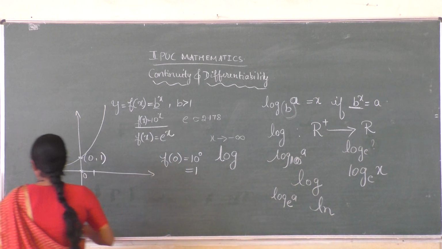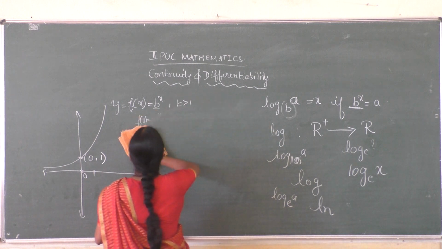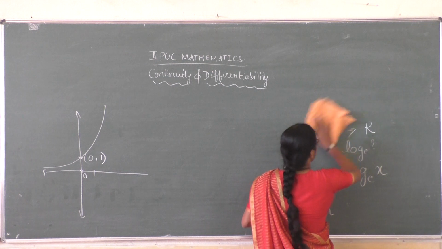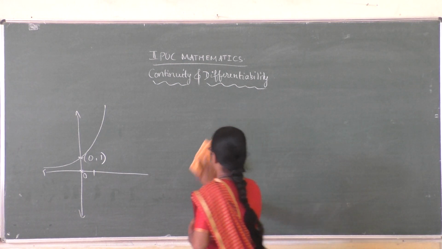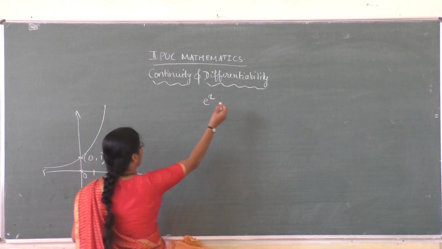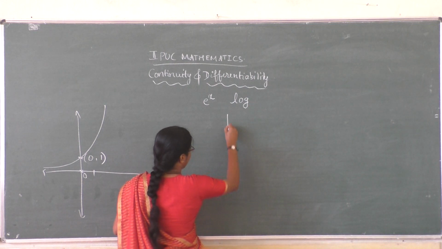Now we consider the graph of this logarithmic function. We just take the graph of the exponential function and logarithmic function together, that means natural, that is e to the power x, and here log, that means log to the base e.